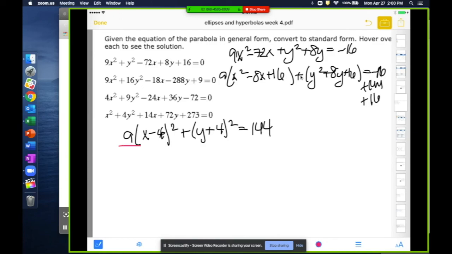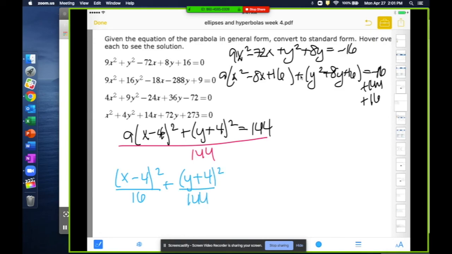Now my right hand side has to equal 1, so I'm going to divide everything by 144. From the last problem and example, we know that 9 divided by 144 should leave me with 16 in the denominator, so x minus 4 squared all over 16 plus y plus 4 squared just over 144, since there was no coefficient to pull out, equals 1.